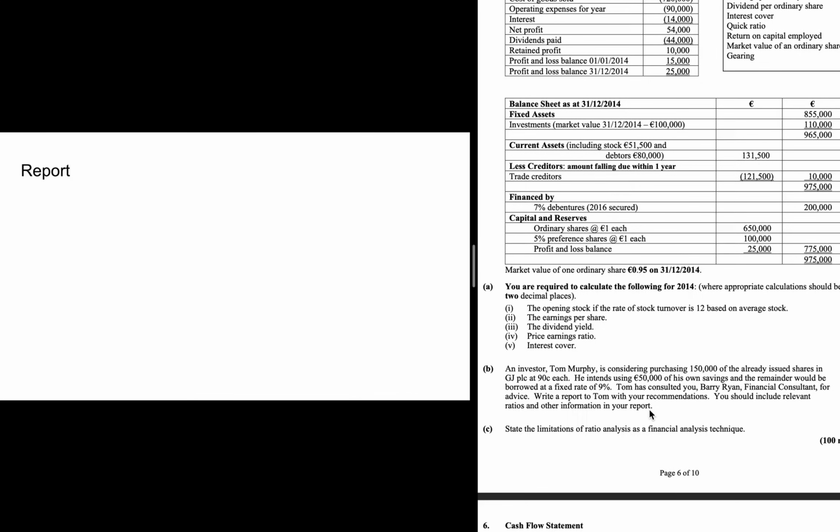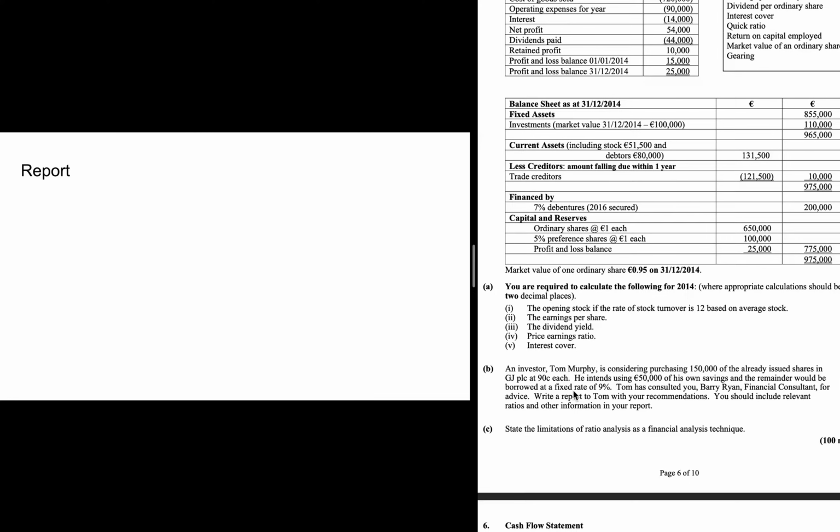shares, because if they were new shares, that would change the gearing. That would be something you would have to look at. If they're existing shares, they're of this 650 already. Now he's buying them at 90 cent each, which is cheaper than what they are at the moment, 95 cent each. But he's going to use 50,000 of his own money, and he's going to borrow the remainder at 9%.